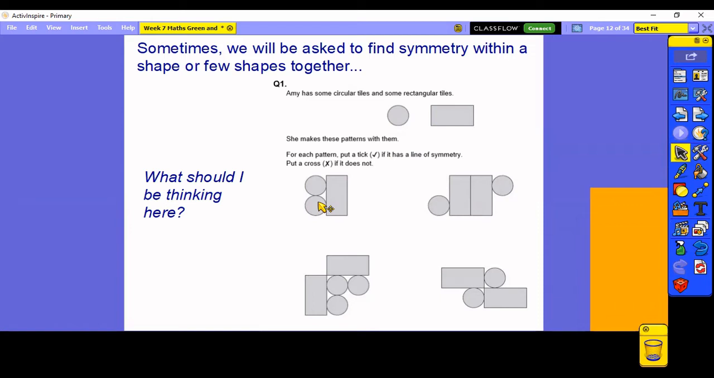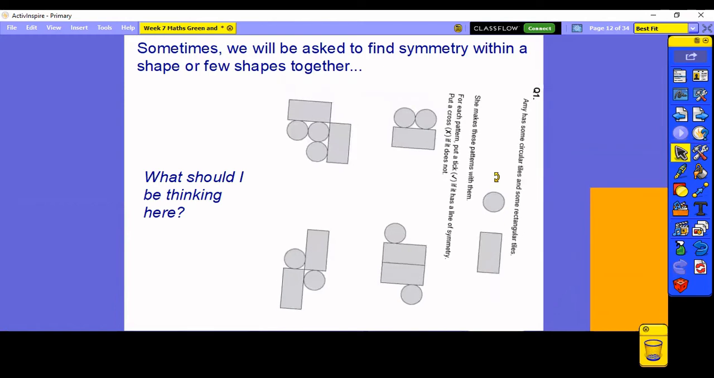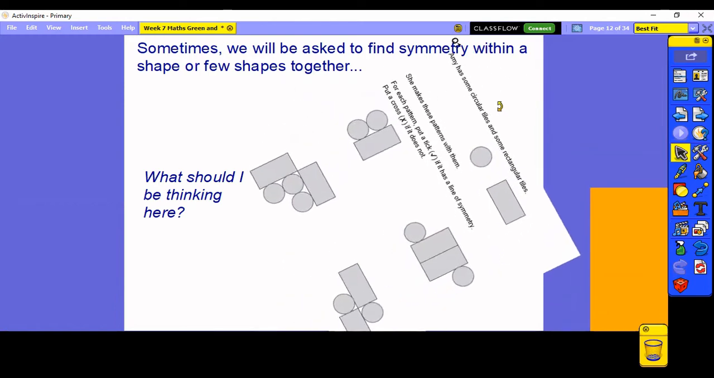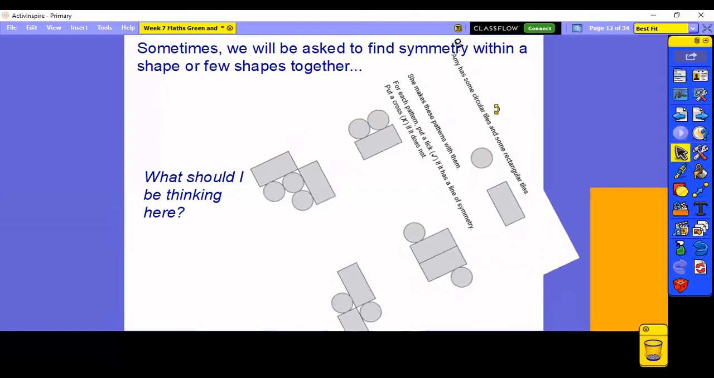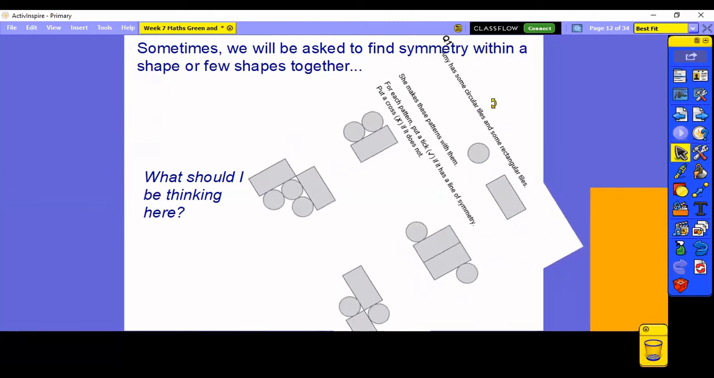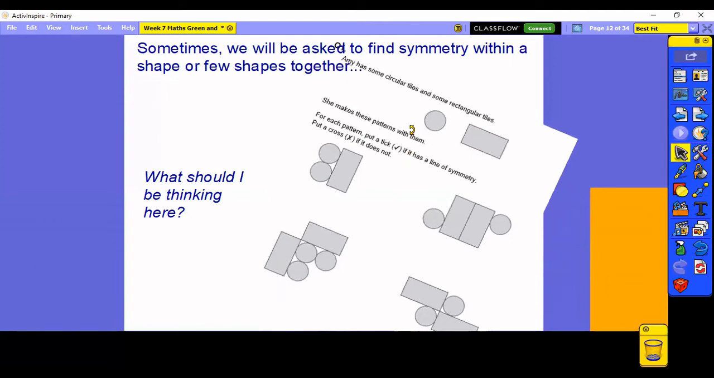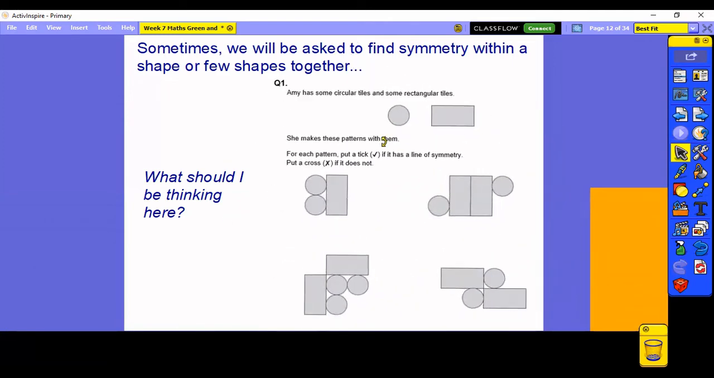So we need to have a look at different angles. We might need to do some orientation of the paper, turning it round to see if that can help explore and show us where there might be lines of symmetry. As I'm doing that, some of you might be able to see, oh, actually I can see where a line of symmetry might go in some of those patterns.